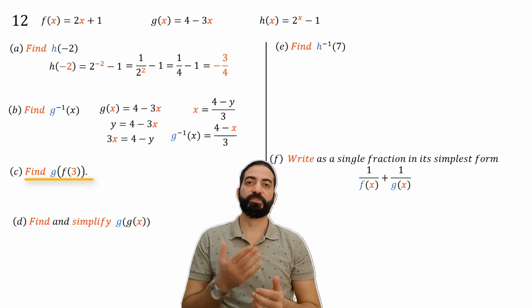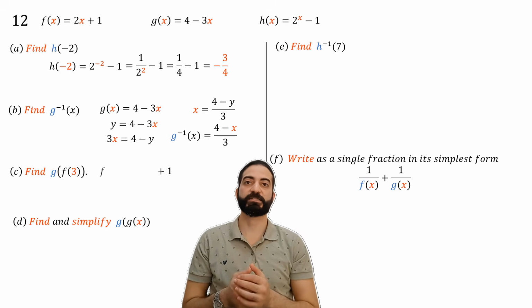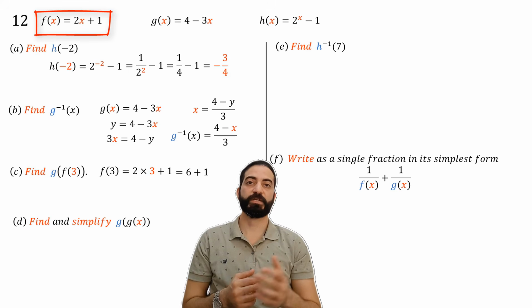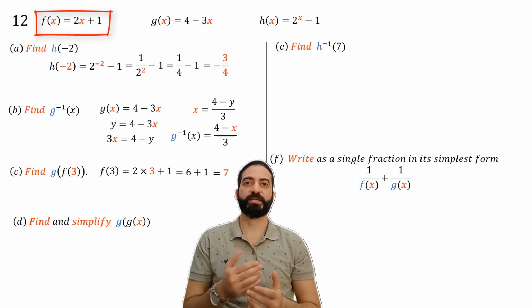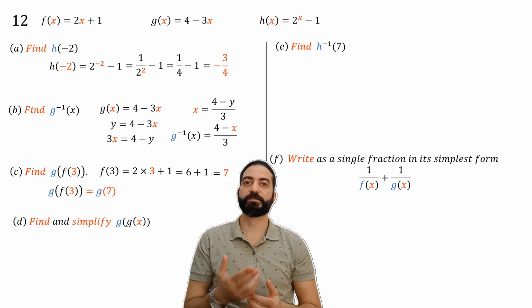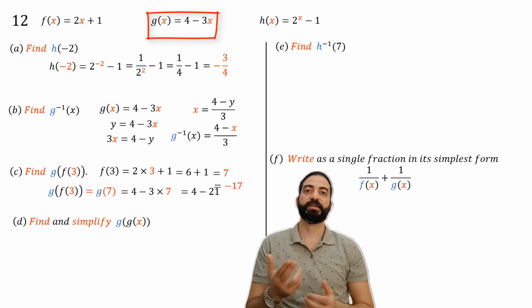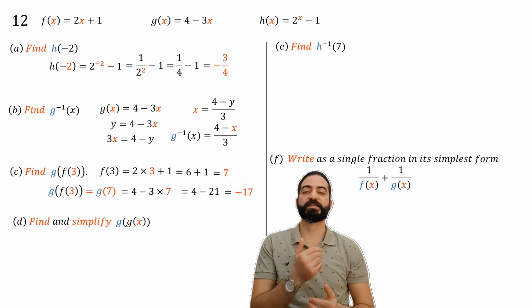Find gf(3). First, we calculate f(3). So in place of x in f(x), we put 3. So we get f(3) equals 7. Now, gf(3) equals g(7). So in place of x in g(x), we put 7, and we get the answer gf(3) equals -17.